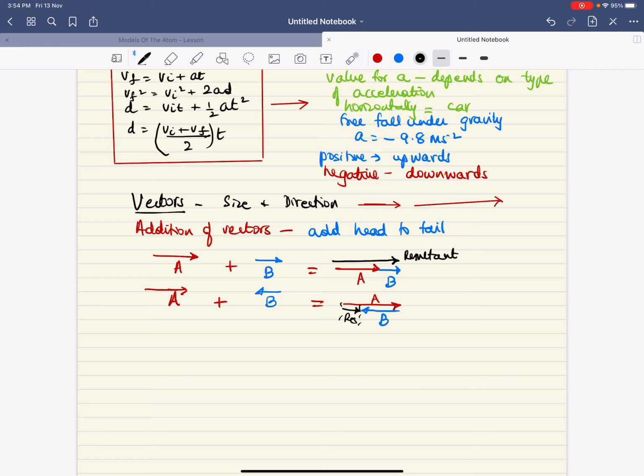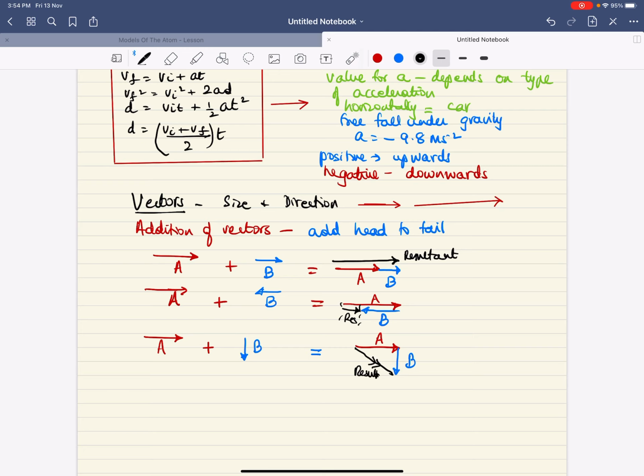Then you could also have vectors which are not 180 degrees opposite. You could have them 90 degrees to each other. So you've got vector A plus vector B, let's say it's coming downwards. This is kind of what you use for projectile motion, could be going up or down. The way you add these ones is again head to tail. You've got vector A, and then vector B, and the resultant goes from start to finish, and that is your resultant.